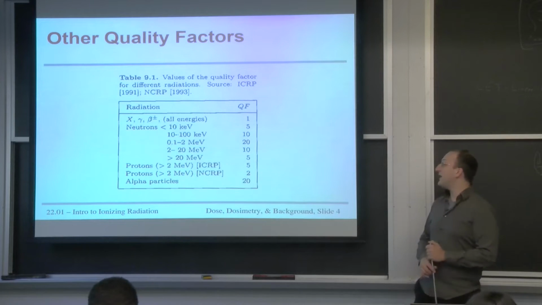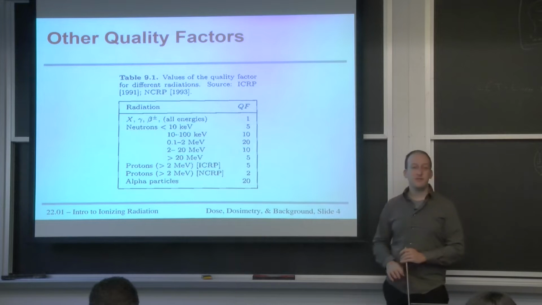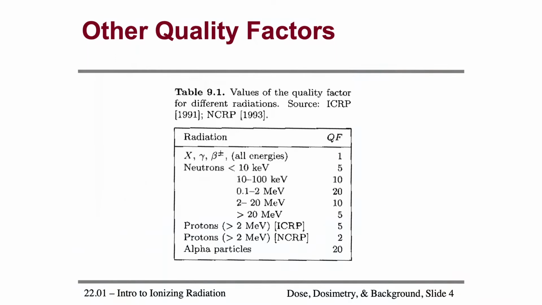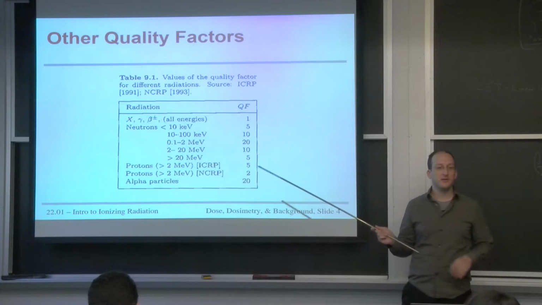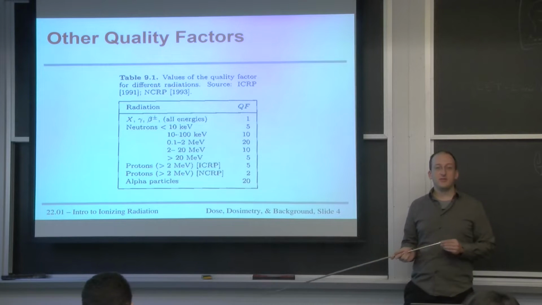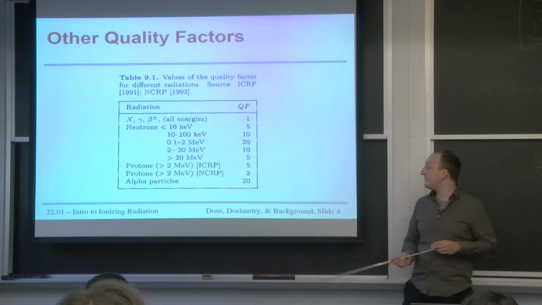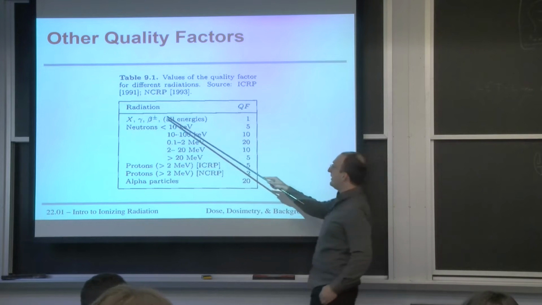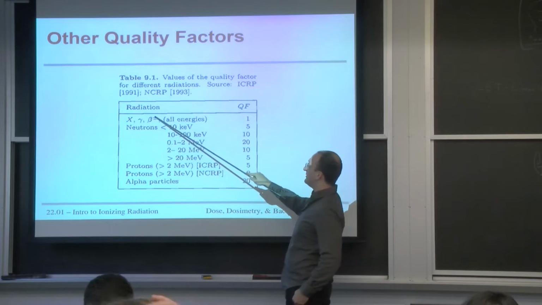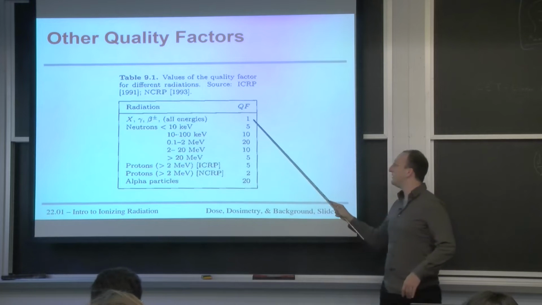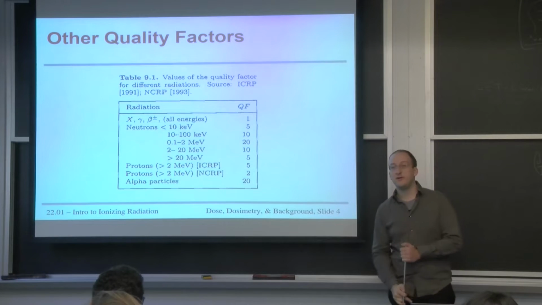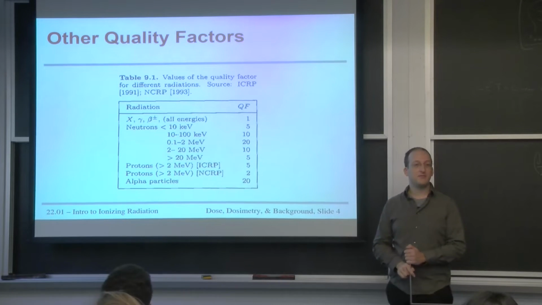The other quality factors to mention. There are some different ideas about these quality factors. Notice the scales are fairly coarse. So again, there's a lot of uncertainty or slop in these values. But notice that for, let's say, X-rays, gammas, betas of all energies and charges, the quality factor is 1. Why do you think that is?